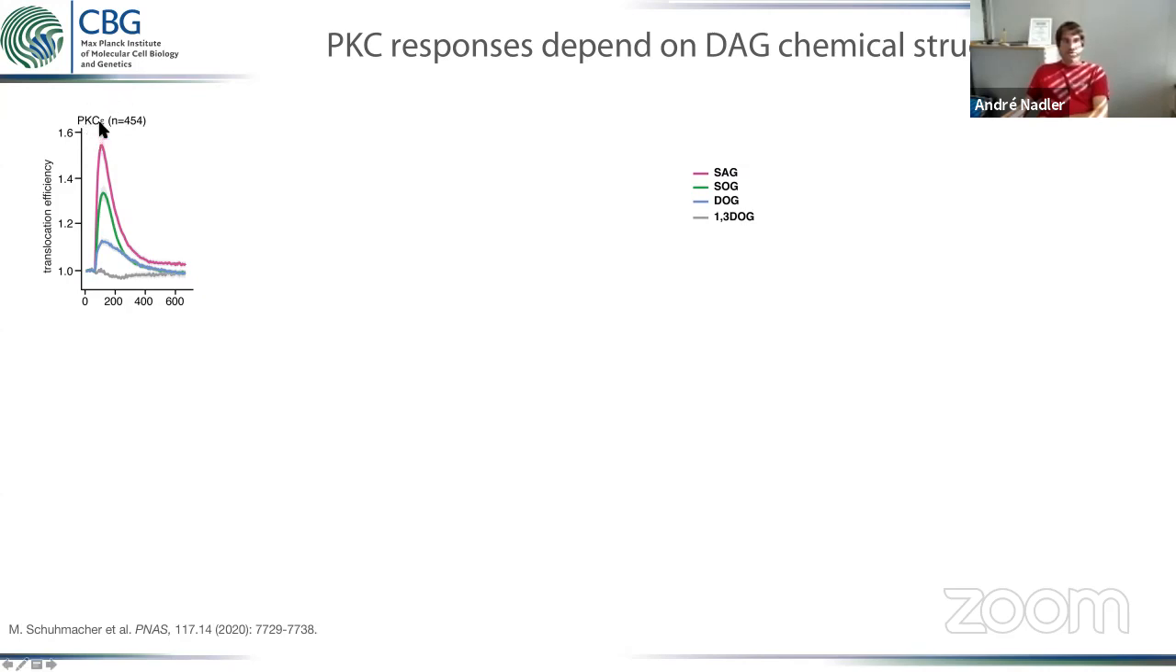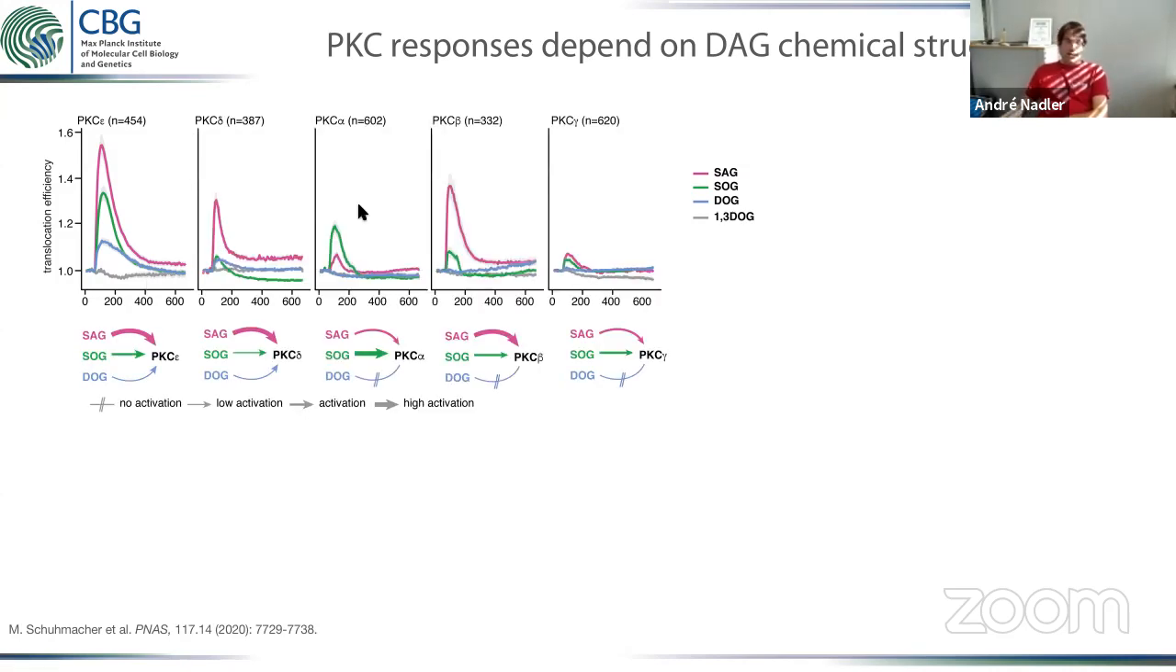For PKC epsilon, you can see that there's a very clear graded response. The highest amplitudes are found for SAG. Then you have an intermediate response for SOG, and the short chain variant has the smallest response. Whereas for the negative control lipid, we don't see anything at all. And then basically you can play this game for each of the PKC isoforms. What you see is that each of these molecules has a different response pattern to the different diacylglycerols.